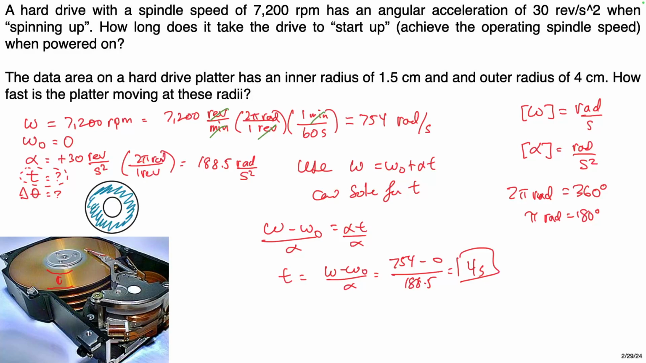So this second part of the problem is asking us to figure out how fast the platter is rotating underneath that read-write head that floats along the top here, okay? So this drive platter is spinning around. There's this thing that sticks out and just floats really close to the surface of the hard drive.